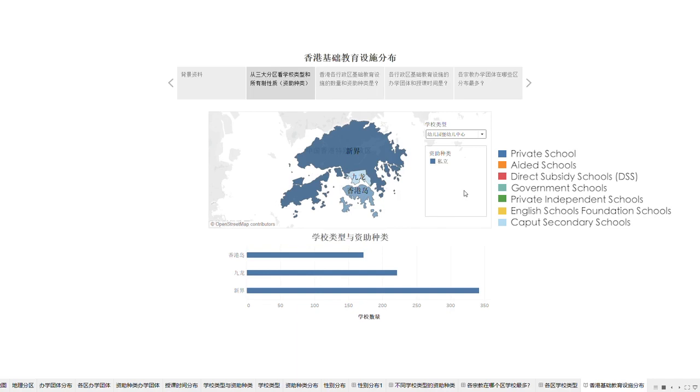So in here, I use one filter, then all the bars turn blue, which is private school, because I choose the filter kindergarten, which means all kindergartens are private schools in Hong Kong, while other schools are funded by more diverse groups, which is interesting.